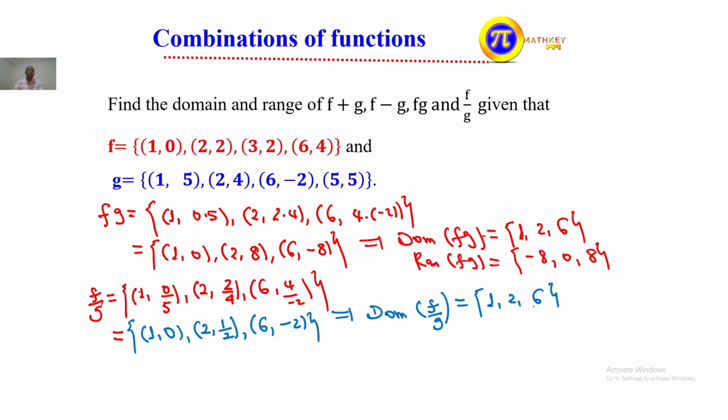Unfortunately, there is no 0 in the range of g, so we can take it as it is. What about the range of f divided by g? The range we have is -2, it is 0, and the other one is 1, this is 0. So in this way we can find the combination of two functions using that formula.